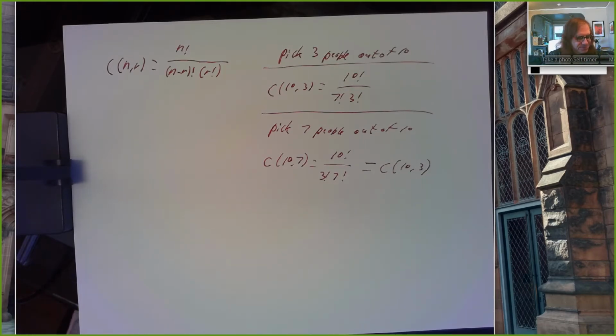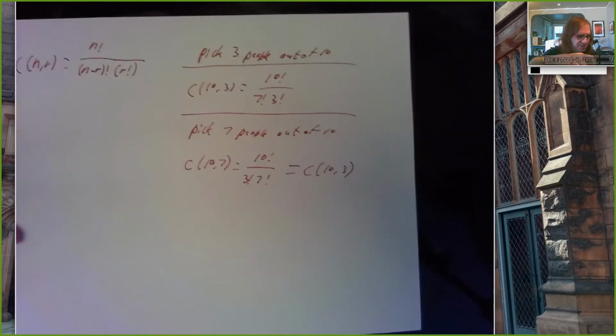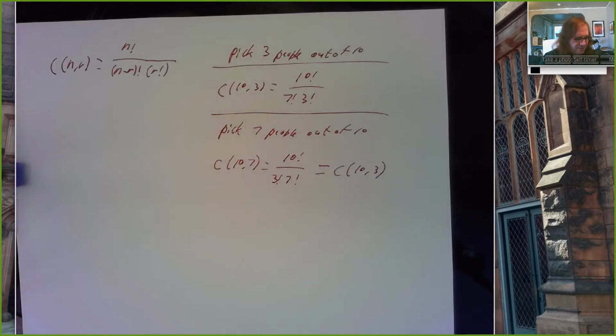And the uncertainty principle might be true, but I'm not sure. 7 and 3 are related to 10, and I don't think it's related to that.